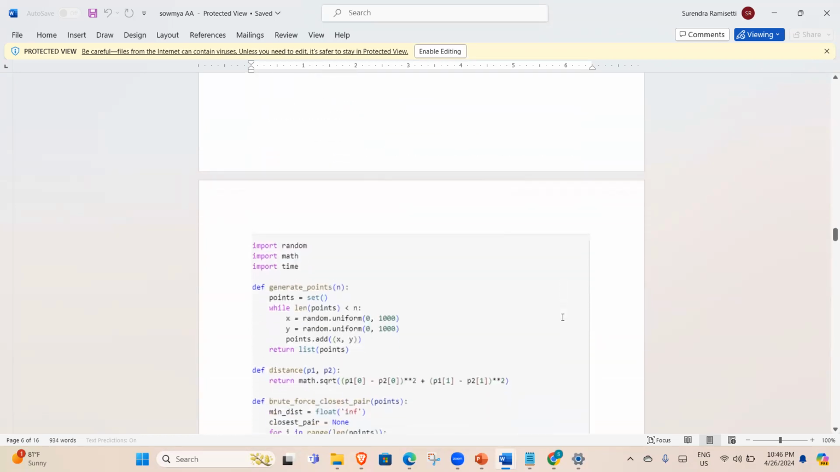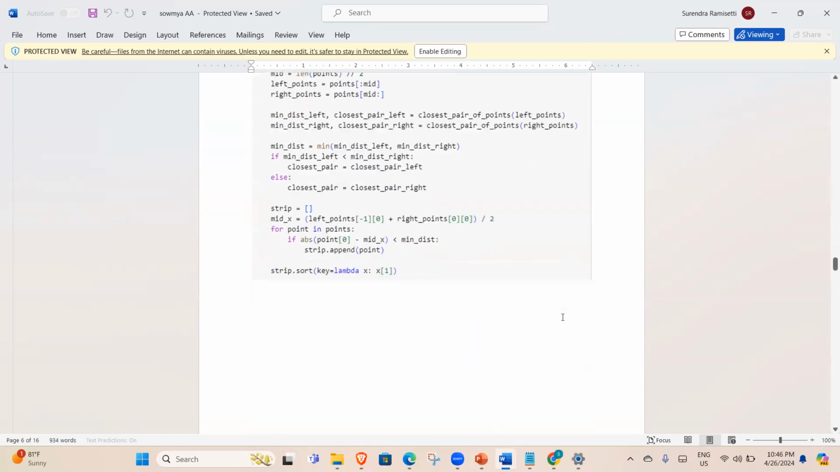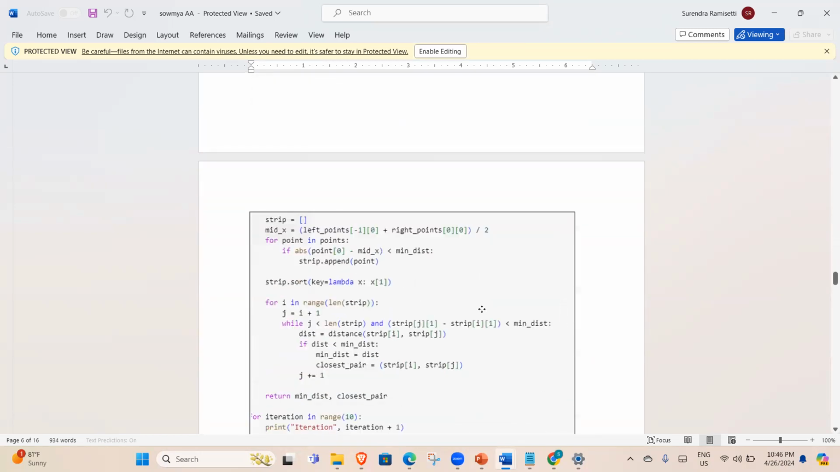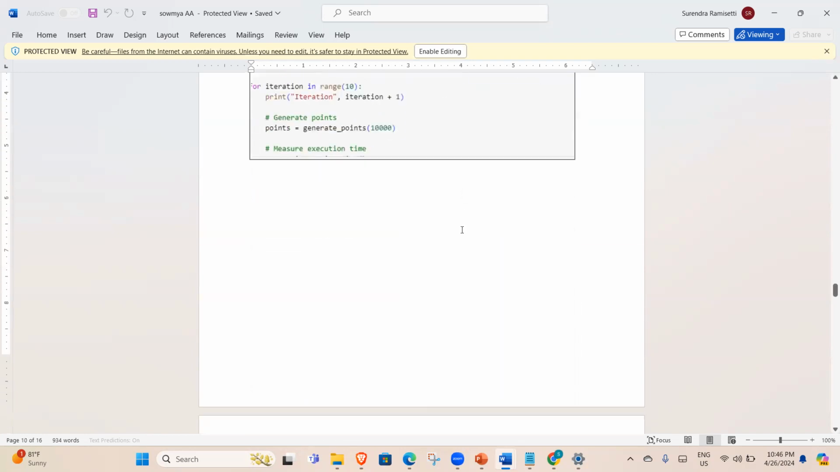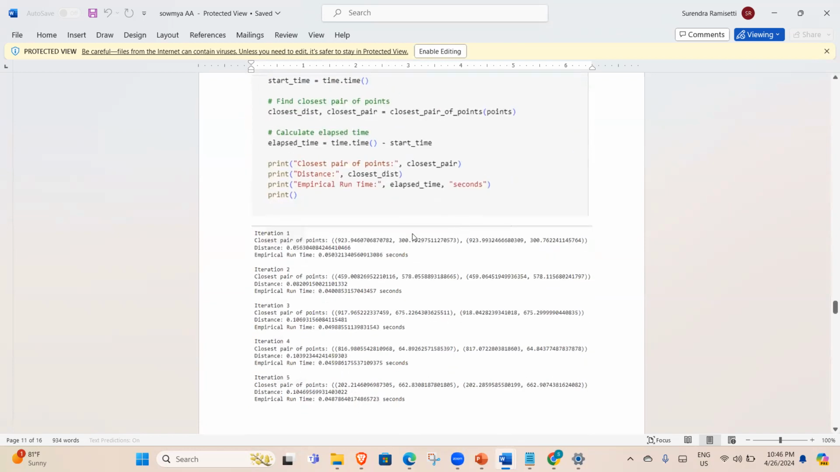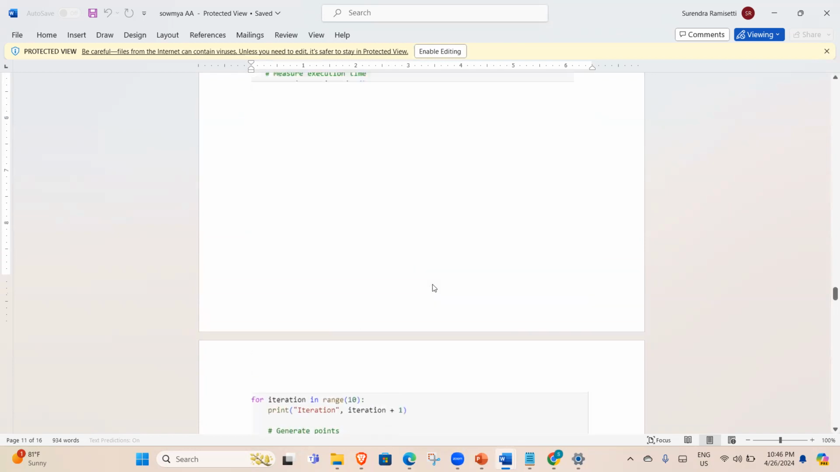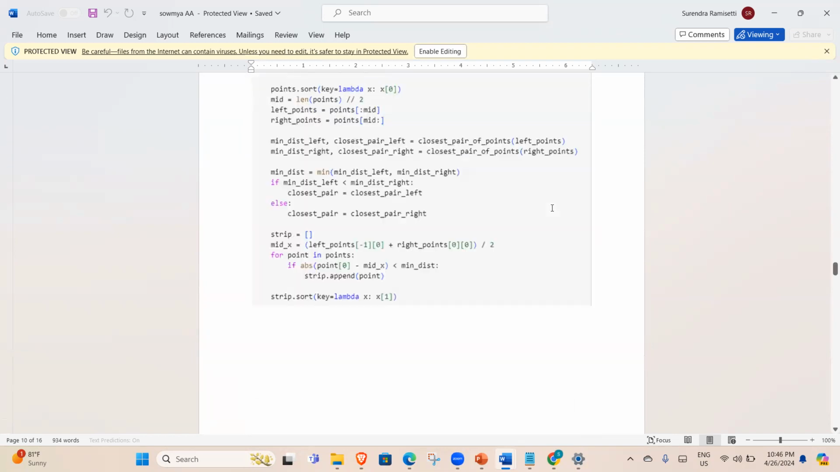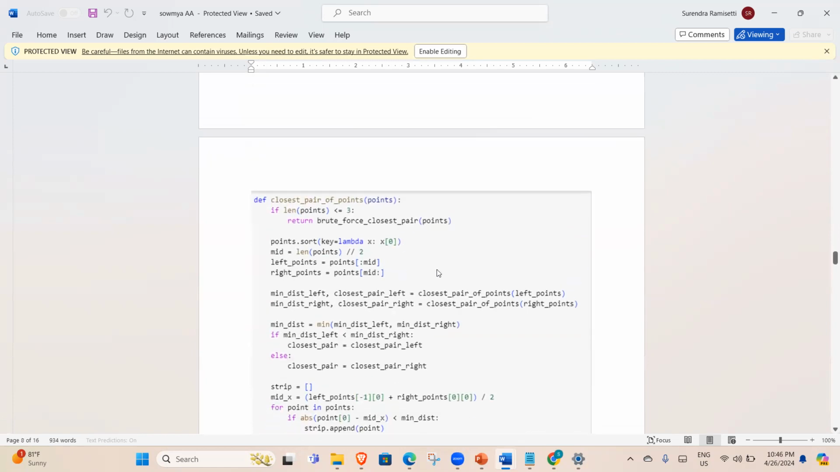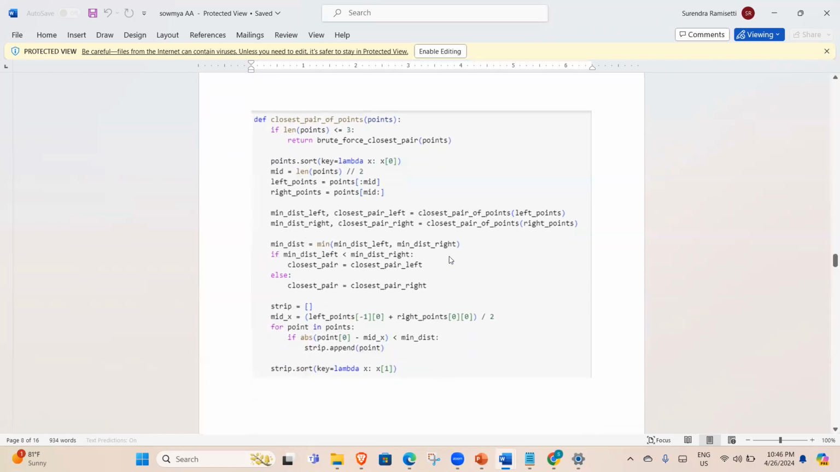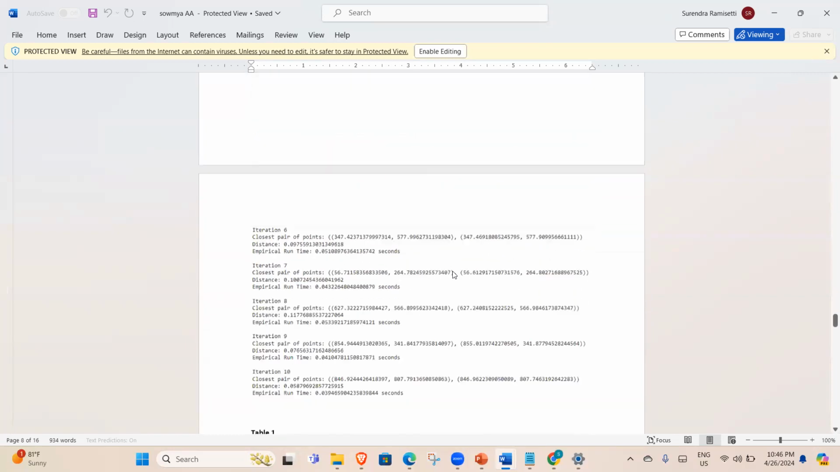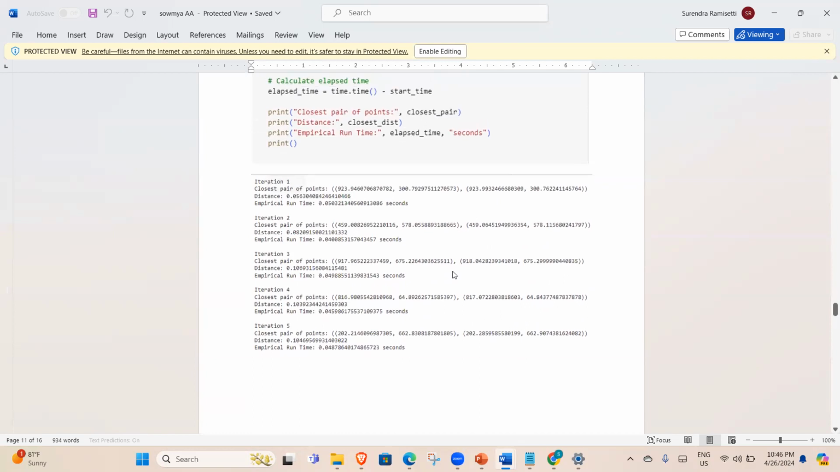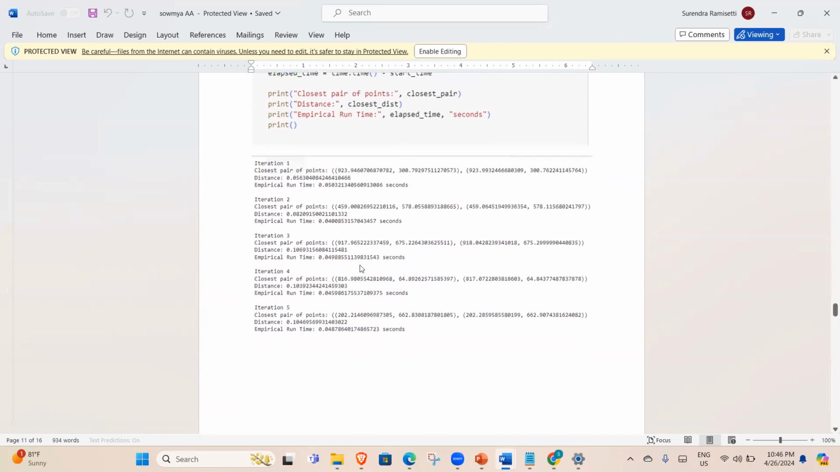Coming to the divide and conquer approach, this is the implementation. As I said, we are considering the strip, dividing the points into left half and right half, and then finding the minimum distance. If the number of points is less than 3, we calculate the brute force again. These are the iterations for the divide and conquer approach. It takes less time compared to the brute force approach.